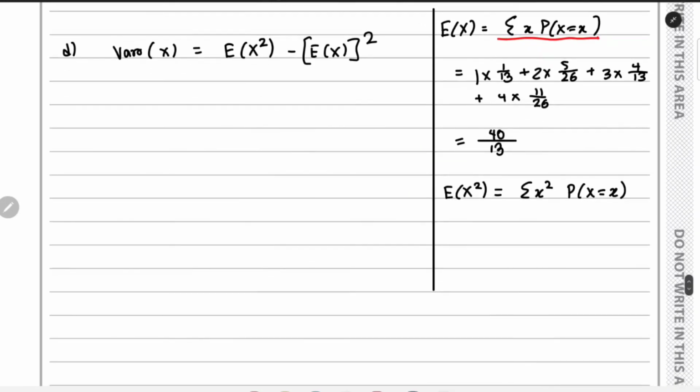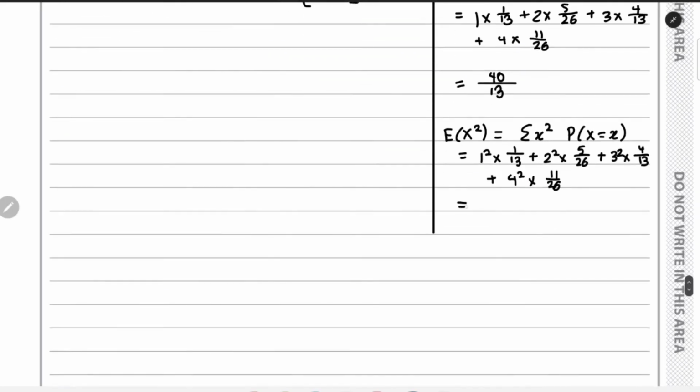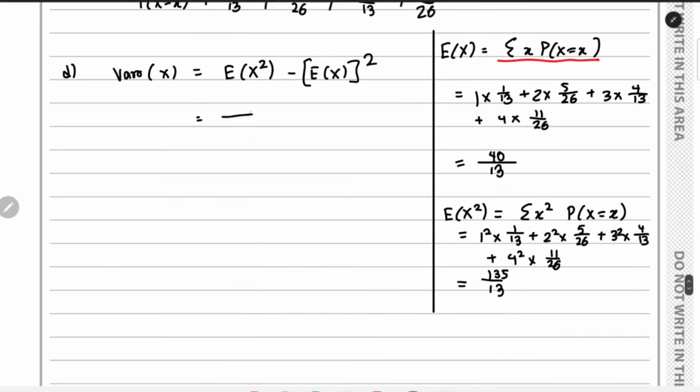So this would be 1 squared into 1 by 13, plus 2 squared into 5 by 26, plus 3 squared into 4 by 13, plus 4 squared into 11 by 26, which would add up to be 135 by 13. So variance of x would be 135 by 13 minus 40 by 13 whole squared. So variance of x would be 155 by 169.